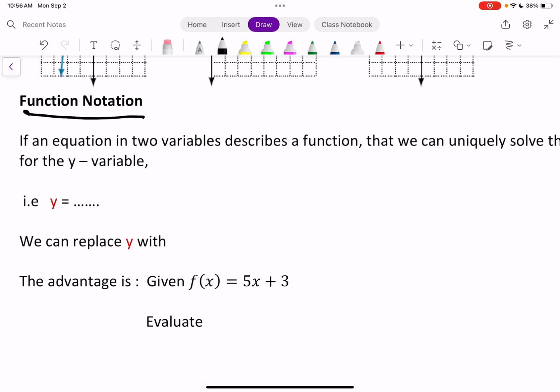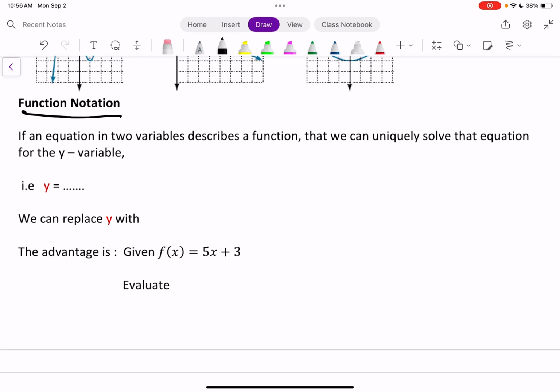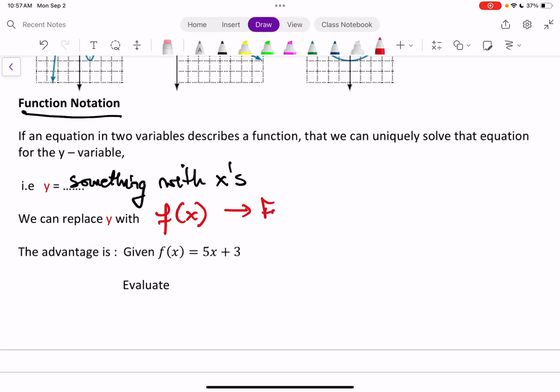Function notation is really helpful and important. So if an equation in 2 variables describes a function, that means that we can uniquely solve that equation for y. As I said, it really means that y comes to the power of 1. So we can get it to where we get y by itself and y equals something with x's. And so if we can say that y is a function of x, then we simply replace y with this notation. So this is function notation.